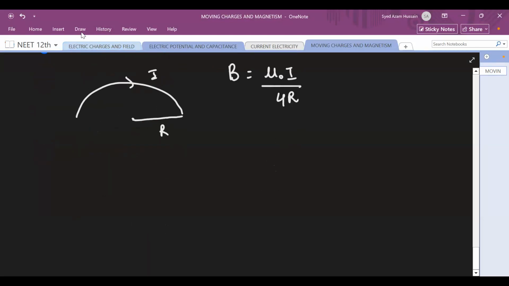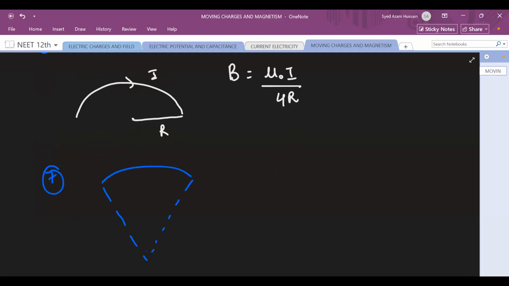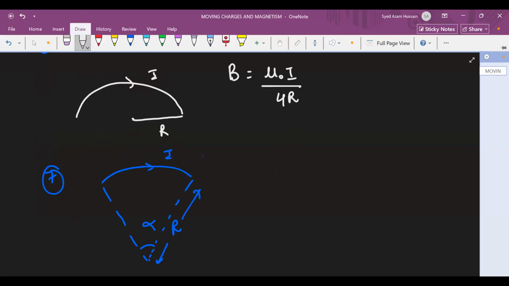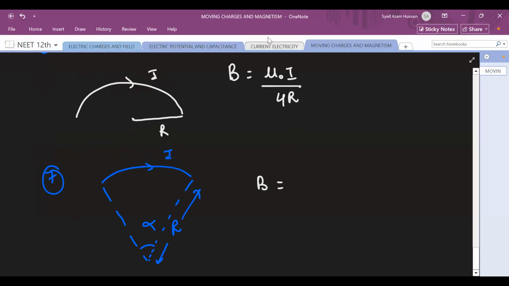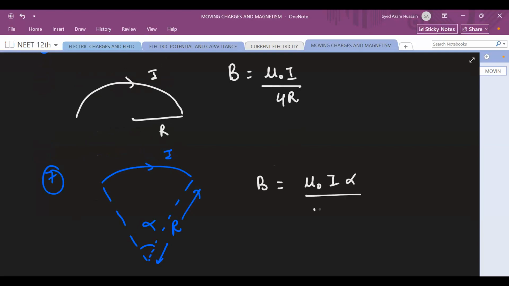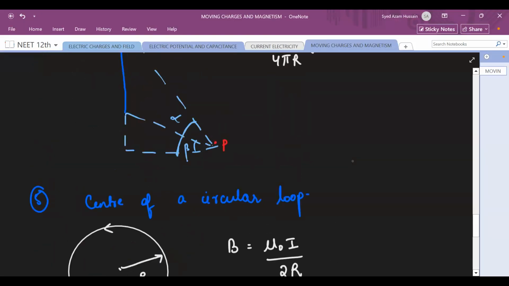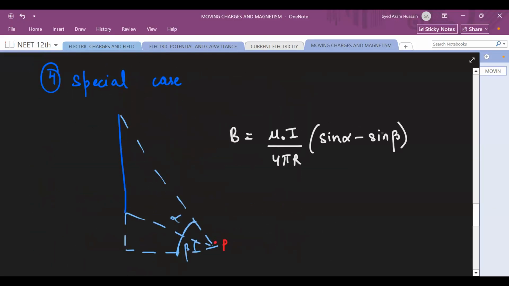And we have already done this in the class, for a circular arc which is subtending an angle alpha. The radius is r, and the current that is flowing is I. What is the formula for this magnetic field? B is equal to mu naught I alpha divided by 4 pi r. This is the formula, and this is there in your CBSE as well. More shapes I'll discuss with you. Please continue writing from here.